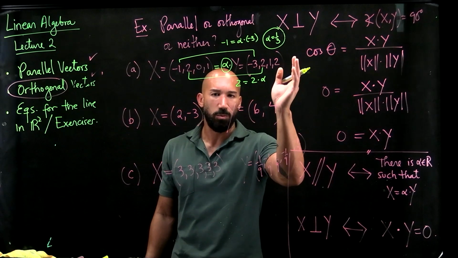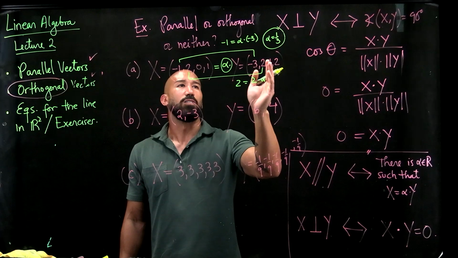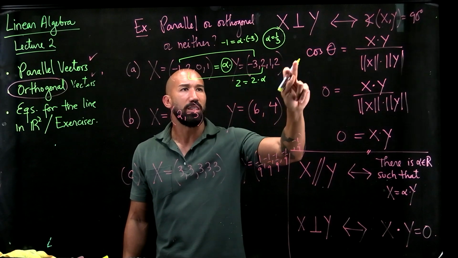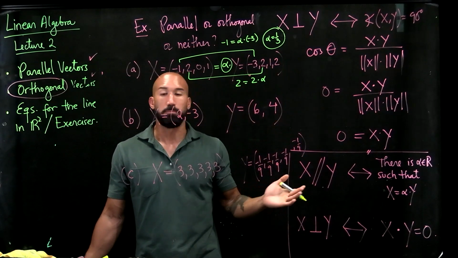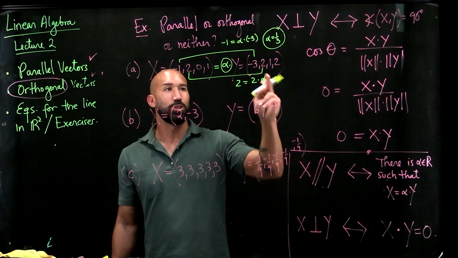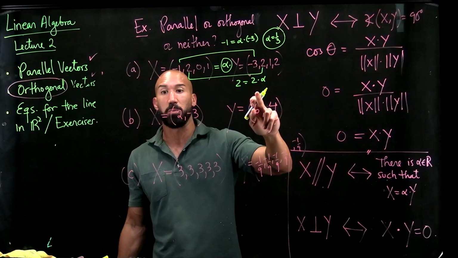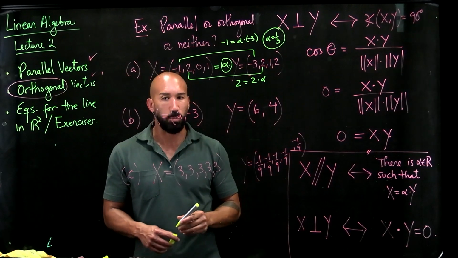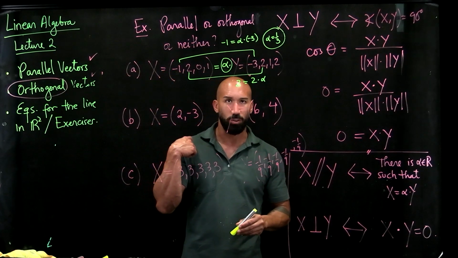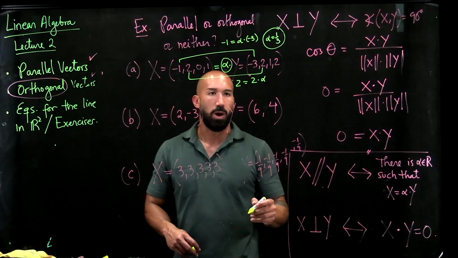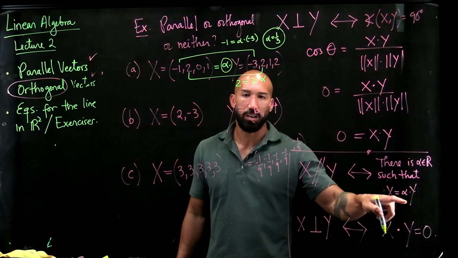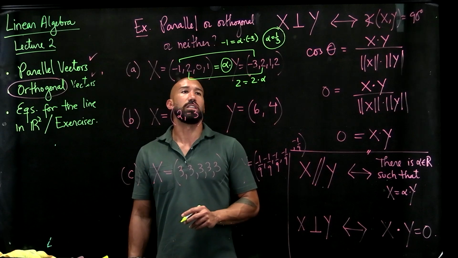Independently, we are going to be able to find alpha, but the alpha that we need to find needs to work for all the components at the same time. Such an alpha doesn't exist because the one that we need for the first component is 1/3. The one that we need for the second component is 1. So the same alpha is not working for all the components. So parallel, no, the condition for parallel is not satisfied.